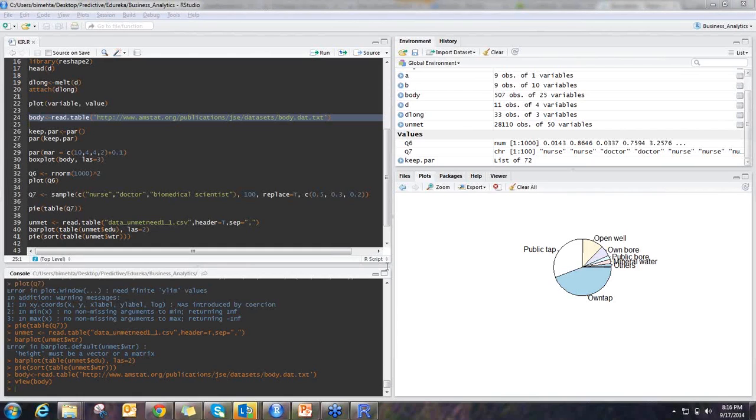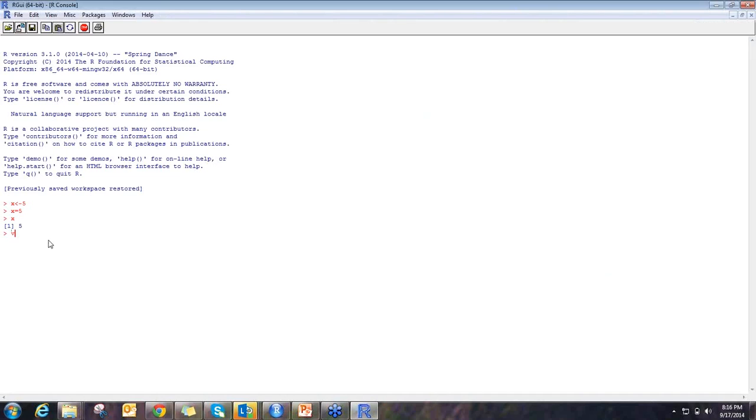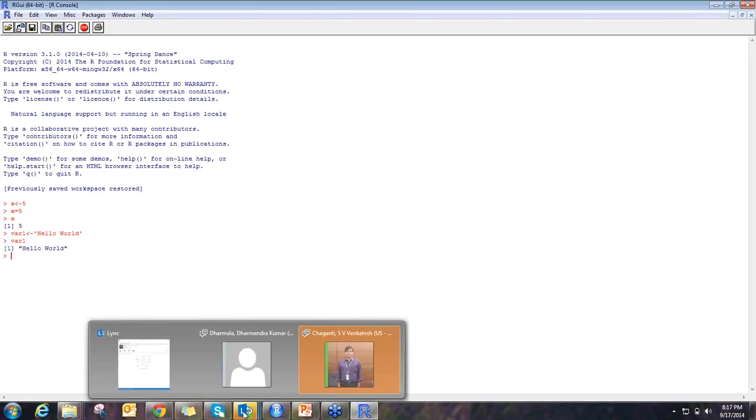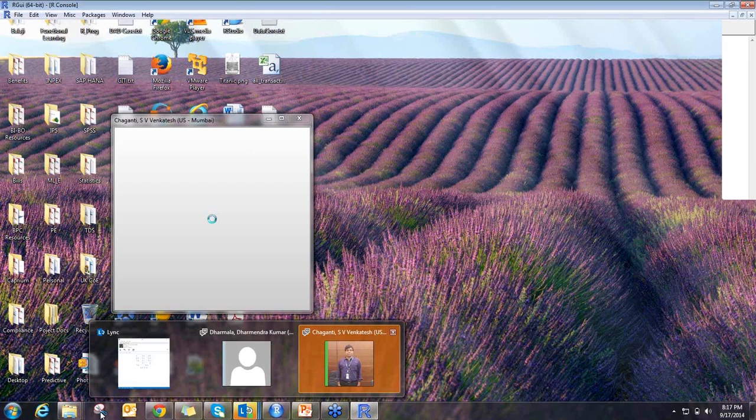Then Surinder has asked, can we write a Hello World R program? It's very simple to write a Hello World R program. You just need to assign a variable there. I'll just show you that. So you go to your R console, take any variable var1 and just assign to it the string Hello World. After that just print the variable var1. See this? It will print Hello World. So it's not meant for Hello World, this particular thing.